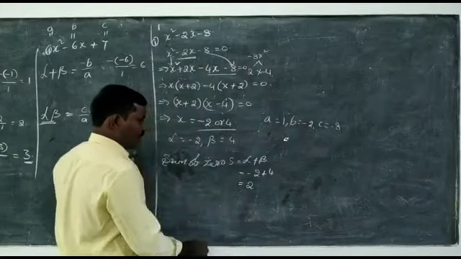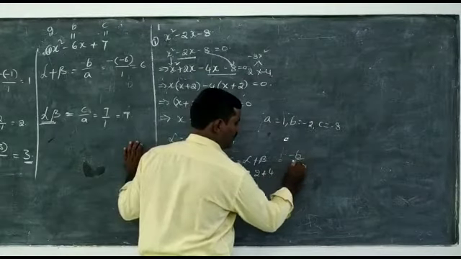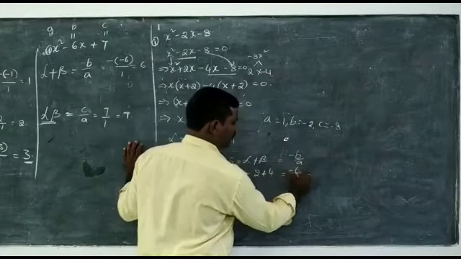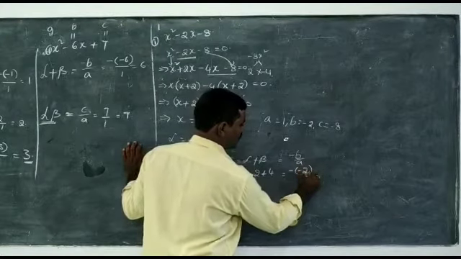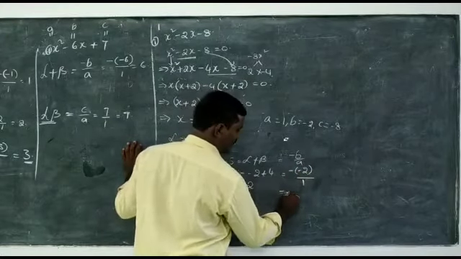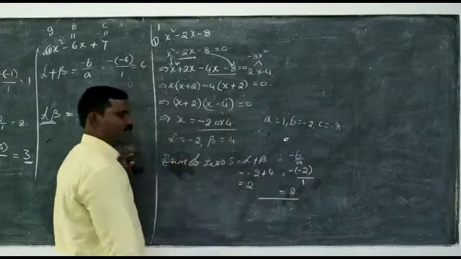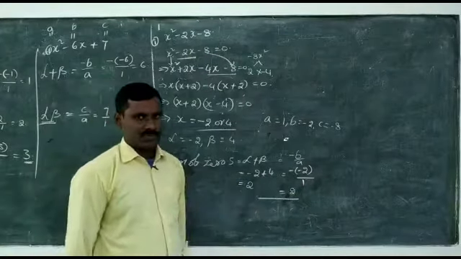From this, I will find the minus b by a value. Minus of, what is b? Minus 2 by 1. Minus into minus, plus 2 by 1. See here, 2 equal to 2. That means both are same, verified.